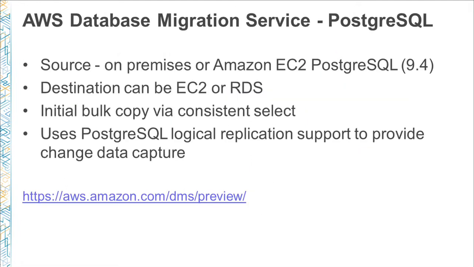Today for Postgres, we can use any EC2 or on-premise database that's 9.4 or above. The reason for that is we're using the logical decoding that was added in 9.4, so that's a requirement. Today we don't support RDS Postgres as a source, but that's something we plan on doing in the future. If you're interested, we're in preview right now. The slides will be up later, with the link to where you can sign up for the preview.